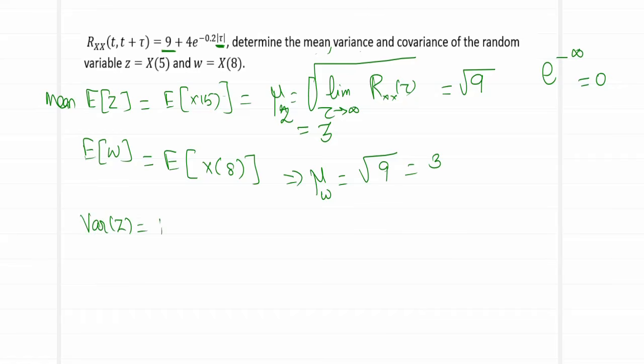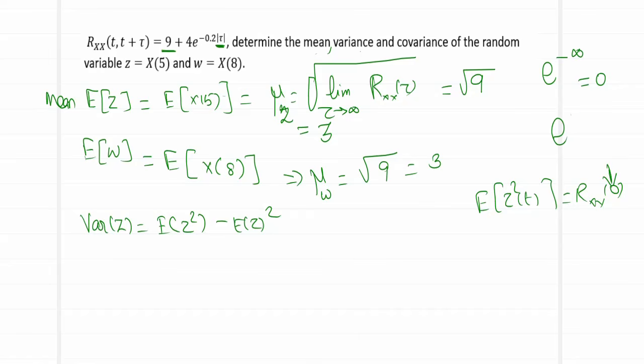Variance of Z is E of Z squared minus E of Z the whole squared. To get E of Z squared, what will we have to do? E of Z squared of t is got by evaluating Rxx of 0, so I'll have to put this tau as 0. When I put tau as 0, what will happen over here? E to the power of 0 is 1, so you will have this quantity equal to 1.